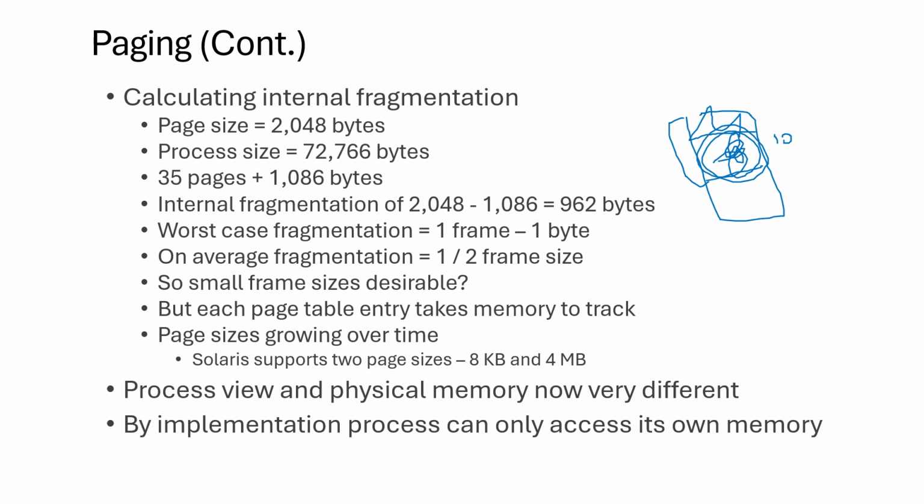So the page size is 2048 bytes, and the process size is 72,766 bytes. So we need 35 pages plus one extra page for 1086 bytes. But each page occupies 2048. Then you allocate this for the last one, the 36th page. Then the remaining 962 bytes are wasted, not occupied. So we are wasting this. This is called internal fragmentation.